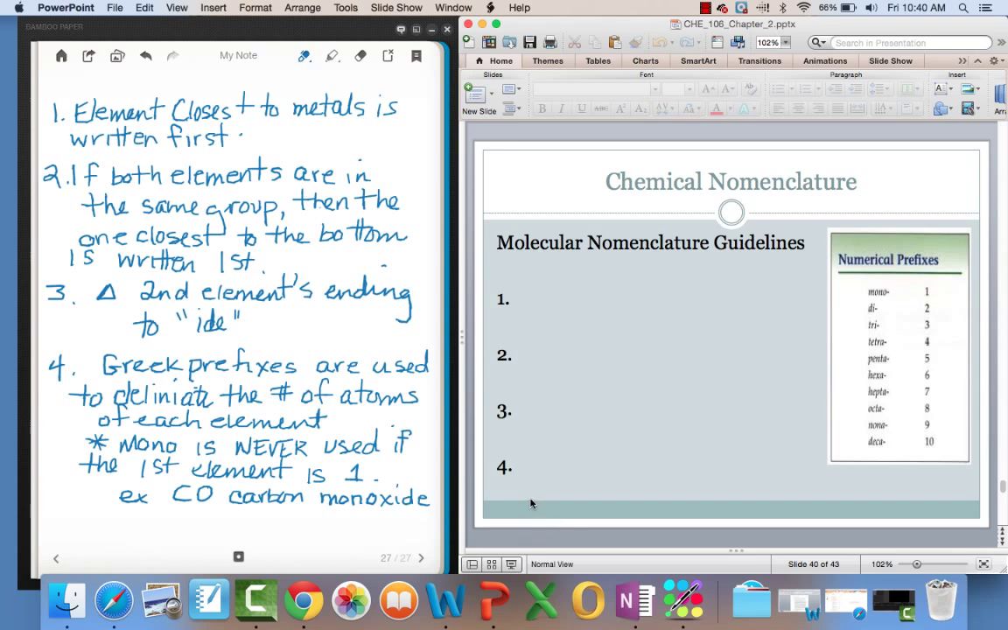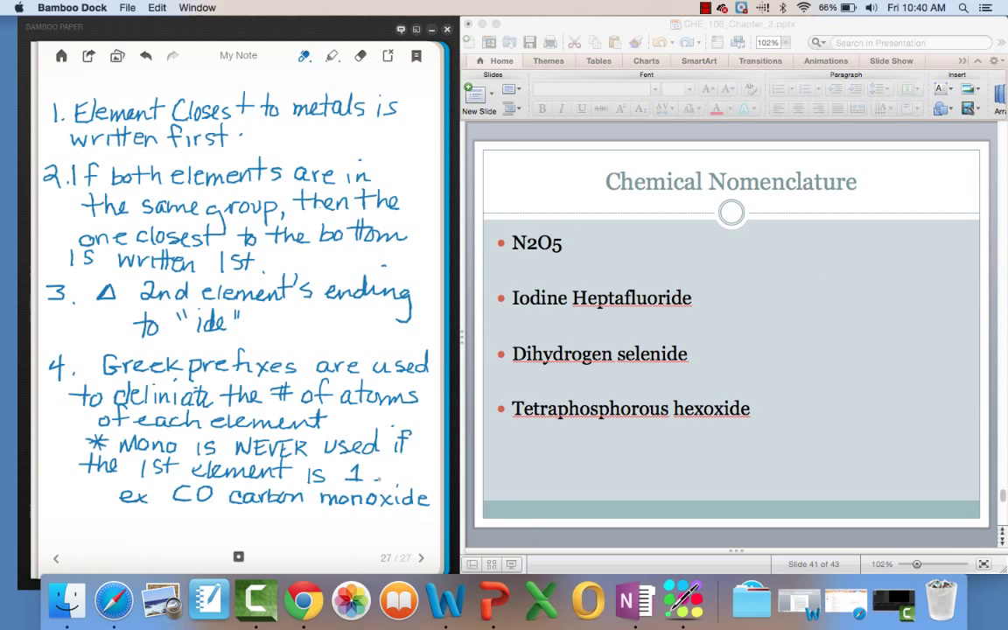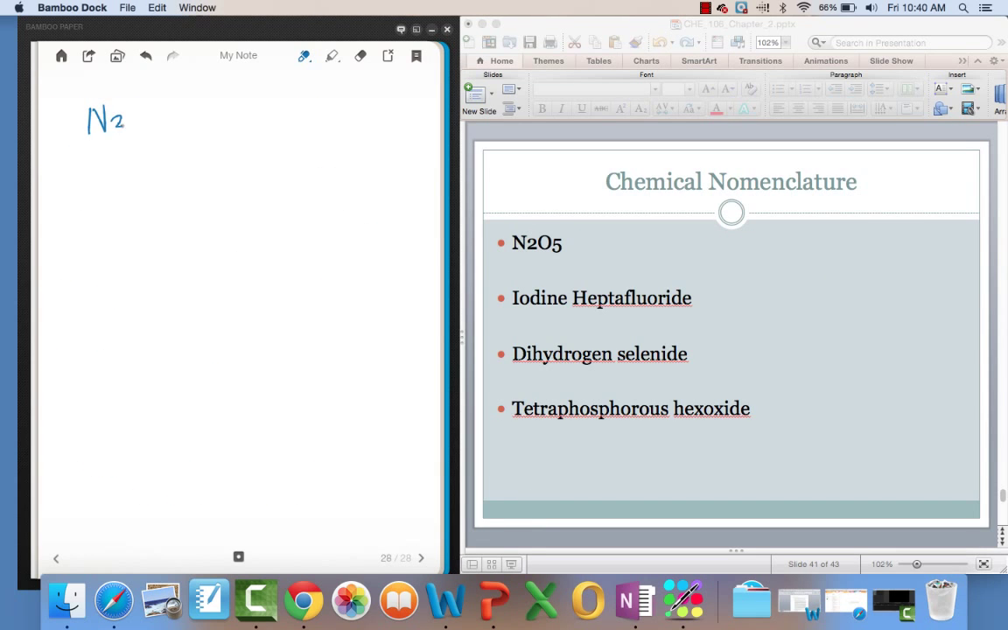All right, let's continue. So we'll do a little practice here. We have N2O5. So the prefix for 2 is di, and that's nitrogen. And 5 is pent. We're going to drop the A, pentoxide. In the next one, iodine, there's only one. Heptafluoride. Hepta is 7, and fluoride is fluorine, so F7.